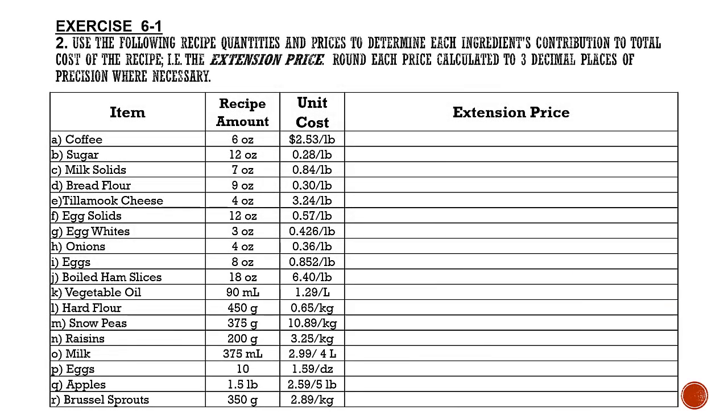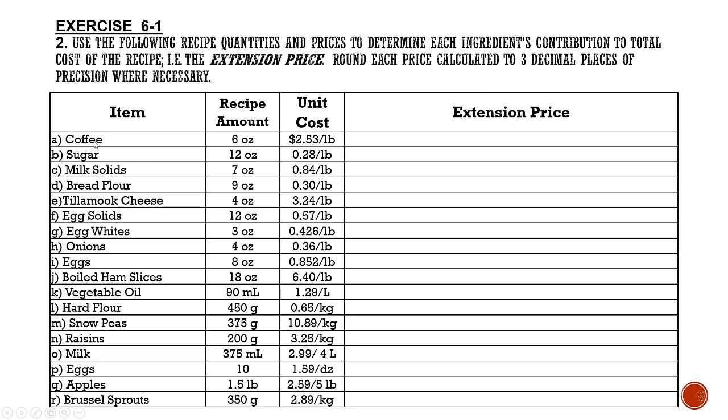Here we have a list of ingredients. We have how much of that ingredient the recipe wants in the recipe amount column right over here. And this is what our AP cost was for this item. So let's begin. Of course, we want to round to 3 decimal places where necessary.